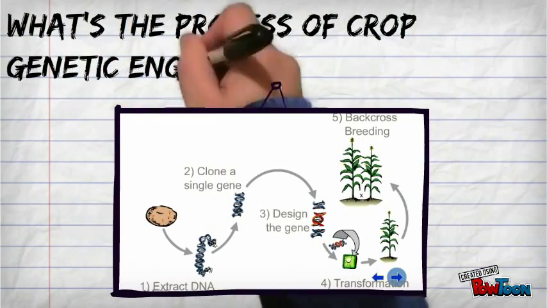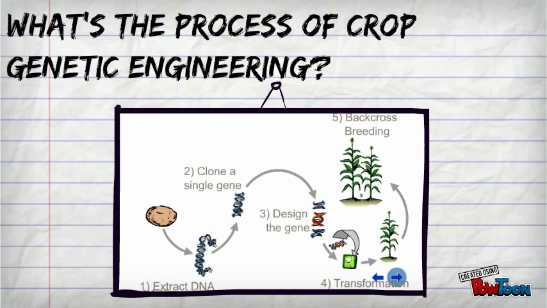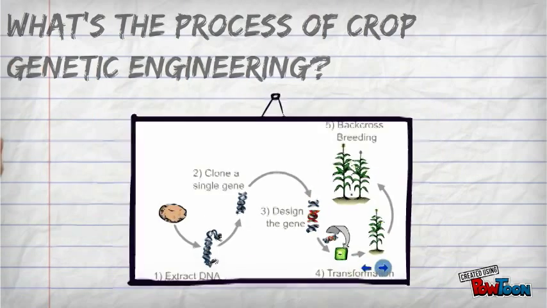What are the 5 main steps in the process of crop genetic engineering? First of all, we have to extract DNA from the BT bacteria, clone the BT gene, then modify the BT gene, then insert the BT gene into corn cells. Then you breed the corn. Yay!